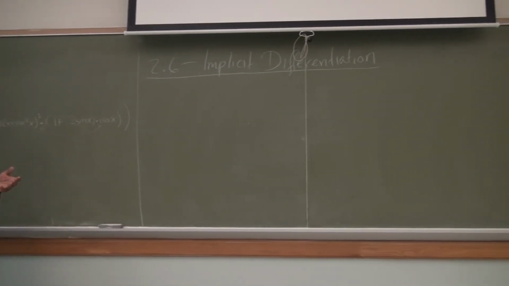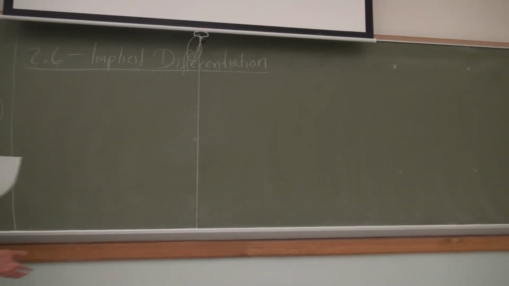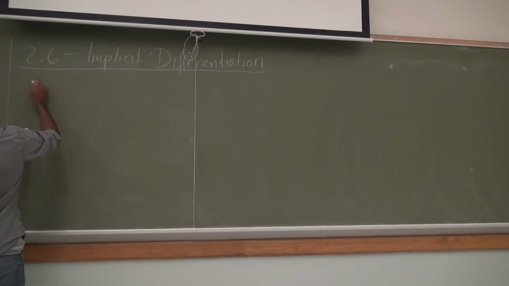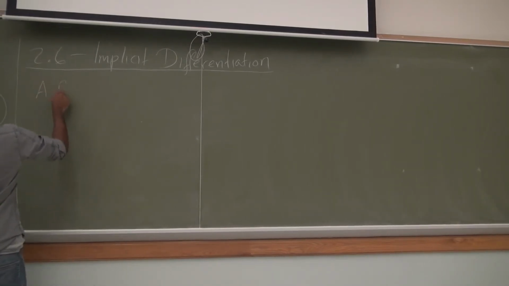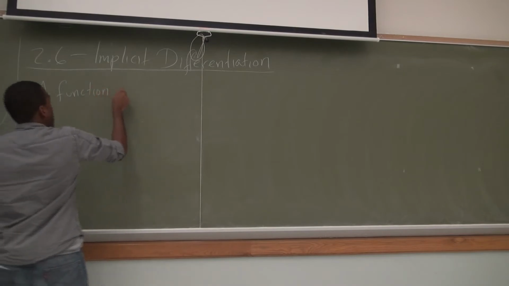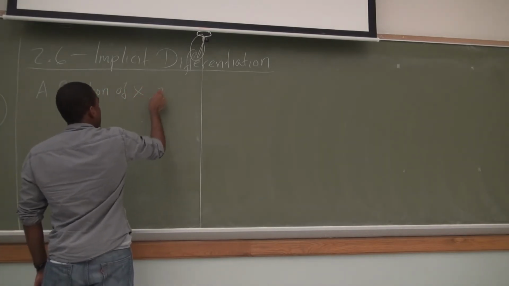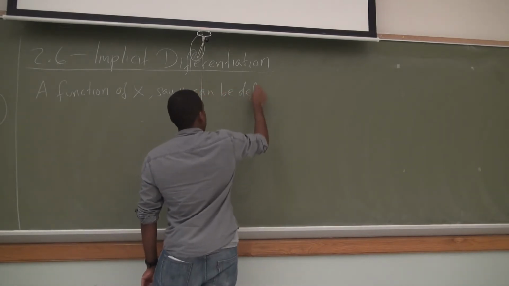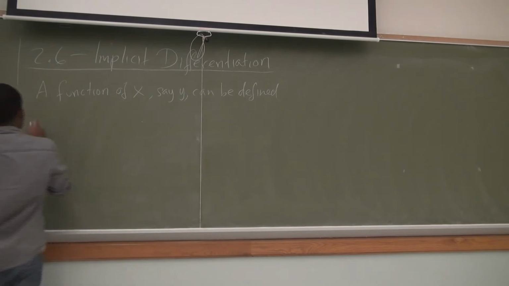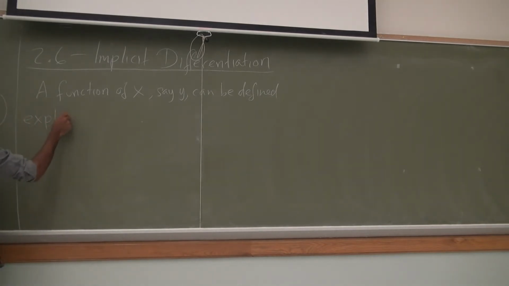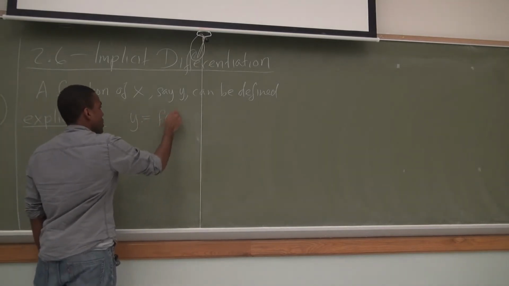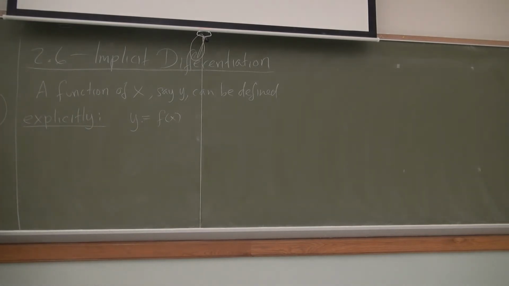It's really an application of the chain rule. That's all implicit differentiation is when you boil it down. First, some definitions. A function of x, say y, can be defined two ways. There's the way that we say defined explicitly. This means it's defined as y equals f of x, where you can say y is explicitly a function of x.